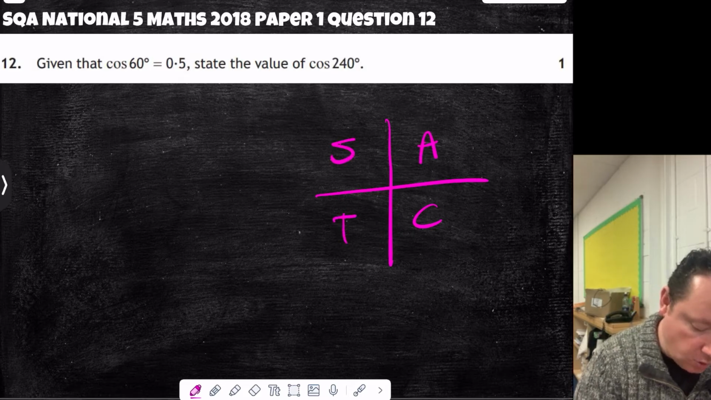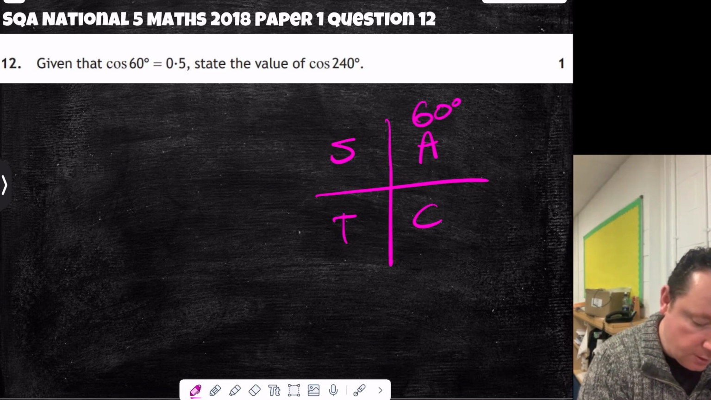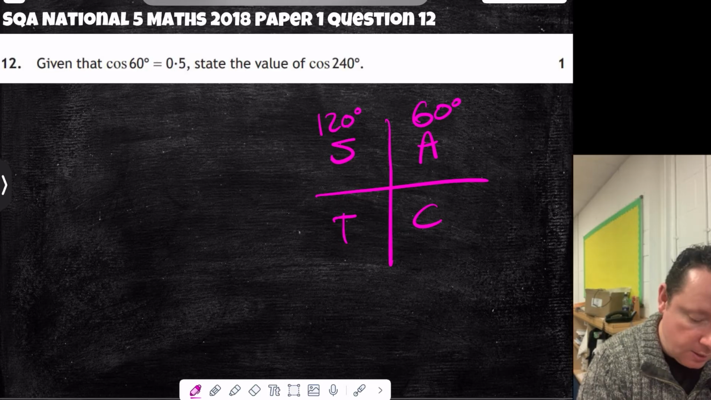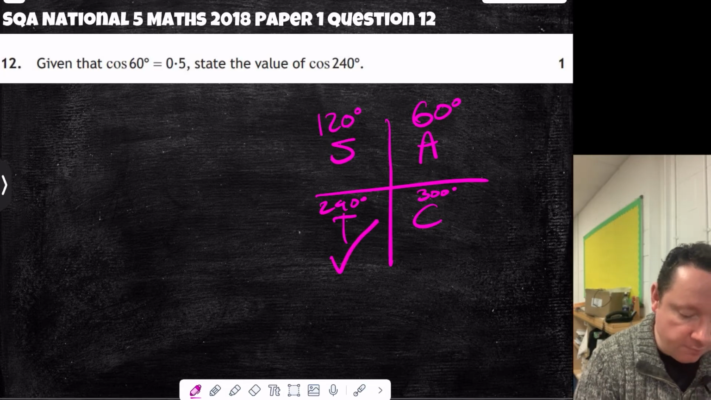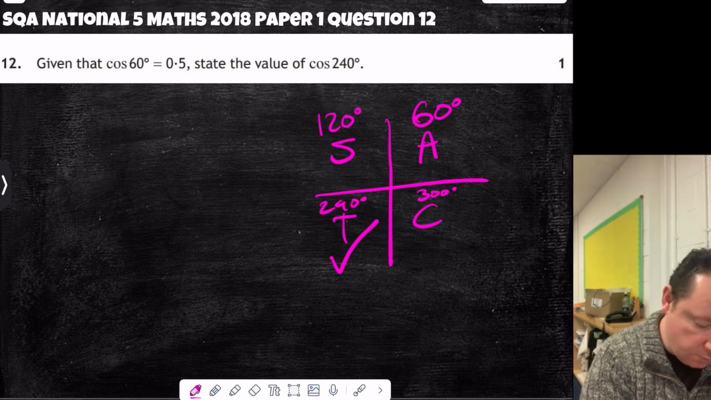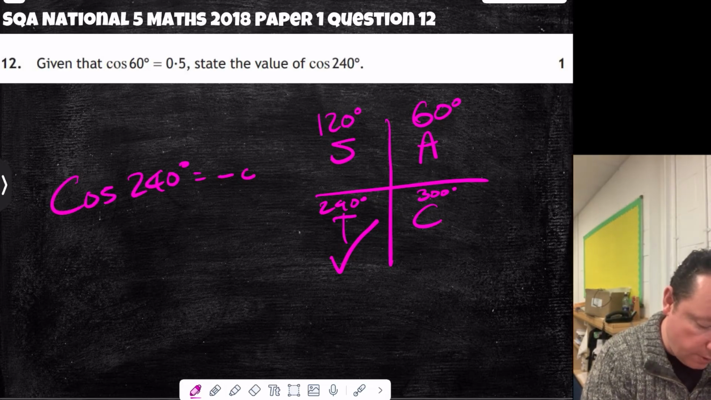It's saying cos 60, which is in this quadrant, so that's our 60 degrees. So in this quadrant is 180 minus, which is 120. 180 plus 60 is 240, and 360 minus 60 is 300. It wants us to work it out here, but in that value the cos is negative, which means the cos of 240 is the same number, 0.5, but just minus.